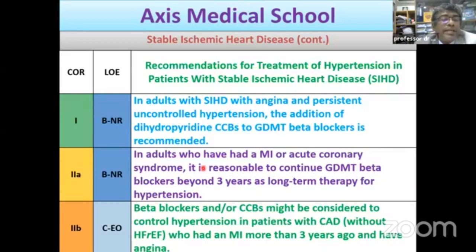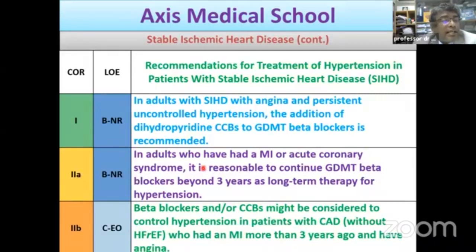And in adults who have had MI or acute coronary syndrome, it is reasonable to continue beta blockers beyond 3 years as long-term therapy for hypertension. If a patient has already had an MI, that is ischemic heart disease, or acute coronary syndrome, in that case, to prevent sudden cardiac death or any malignant arrhythmia, this patient should be treated with beta blocker. So beta blocker in that case is a first line antihypertensive medication.